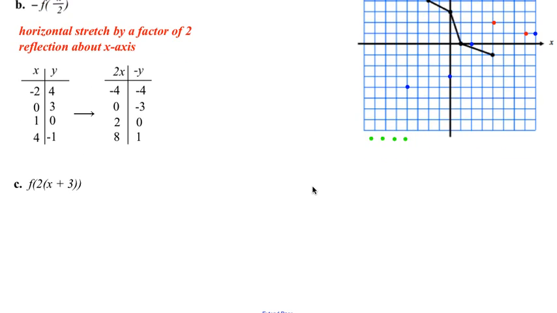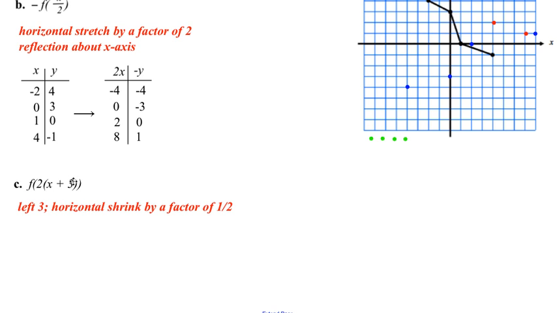And then lastly, we have letter C. And on this one, they're both inside the function. So we have a horizontal translation. This one's going to be to the left 3 units. And then the 2 is also inside the function. So that will be a horizontal shrink by a factor of 1/2. Horizontal shrink by a factor of 1/2 and left 3.